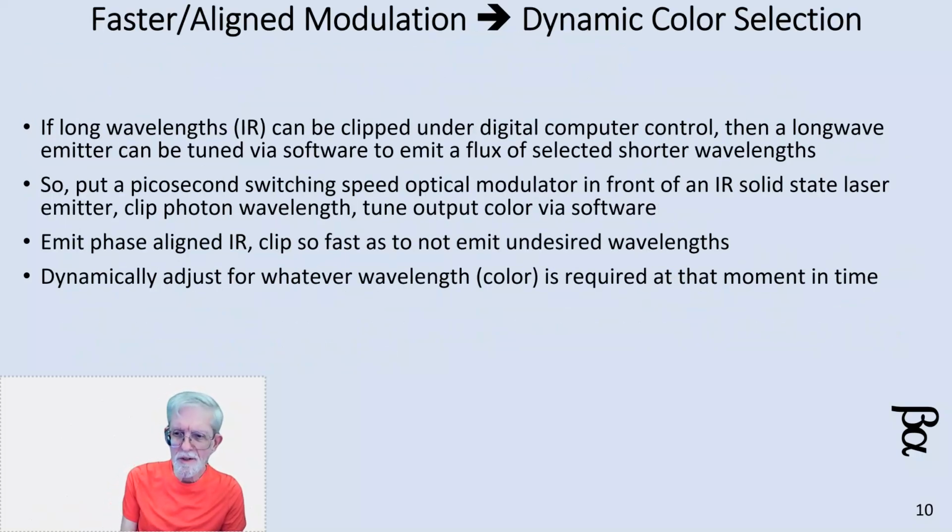So if you can clip them under software control, then you can take a long wavelength and you can clip, clip, clip, clip. You can take a wavelength of infrared and tune what color you want coming out, what energy level you want coming out. Emit your phase-aligned IR, clip it so fast and at the right crossing point that you get exactly the wavelength you want. And if it's a multiple of the long wavelength that you want shorter ones, you have to clip it, clip, clip, clip. So you might need multiple cleavers. Adjust it for whatever you want, whatever color you want, whatever wavelength you want at that moment in time.